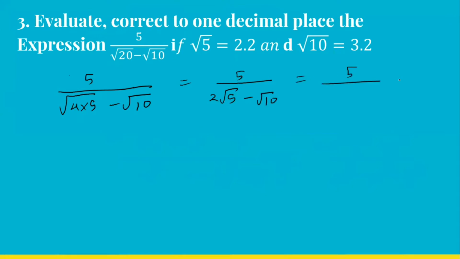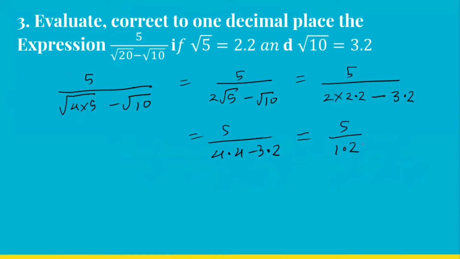The root 5 value is given as 2.2. So this is 2 multiplied by 2.2 minus root 10, whose value is given as 3.2. So we get 5 minus 4.4 minus 3.2. 2 multiplied by 2.2 is 4.4, so this is 5 upon 1.2.